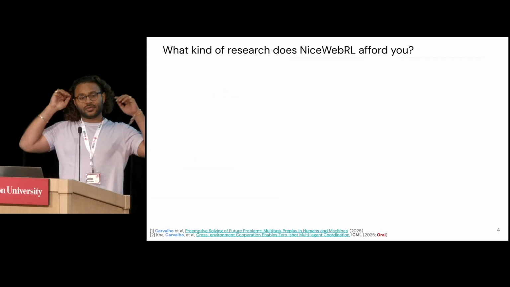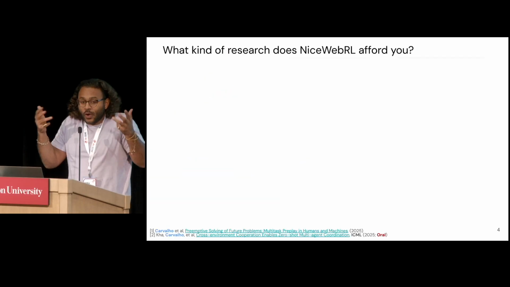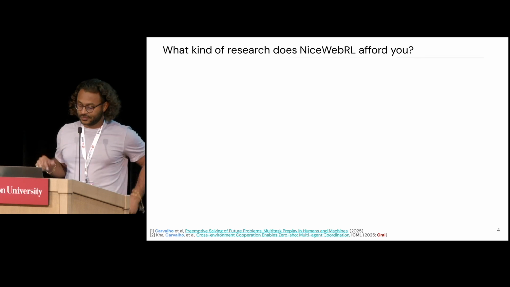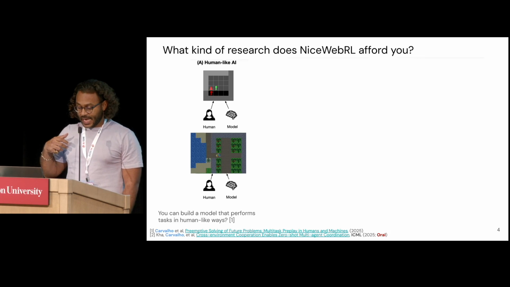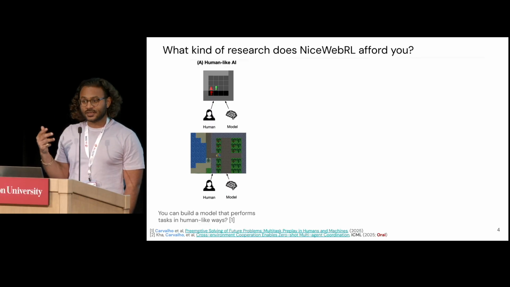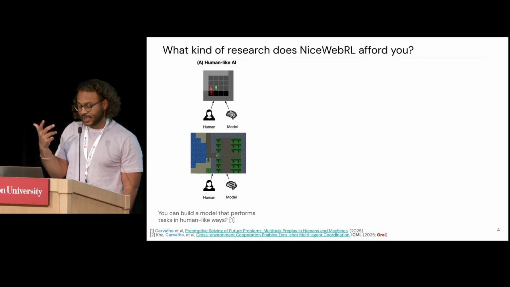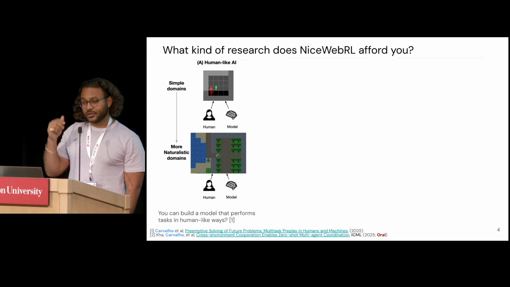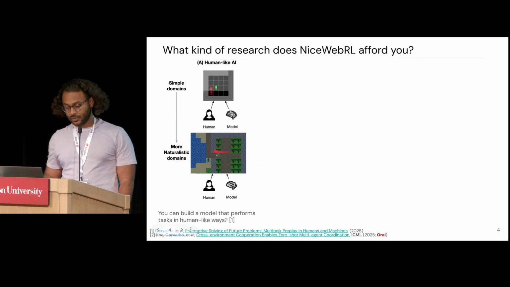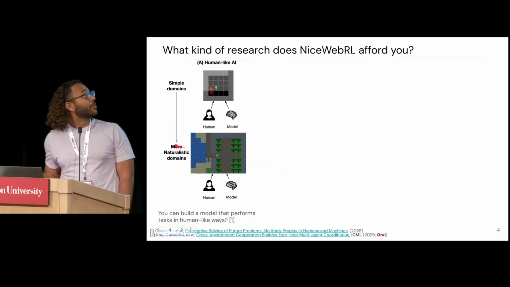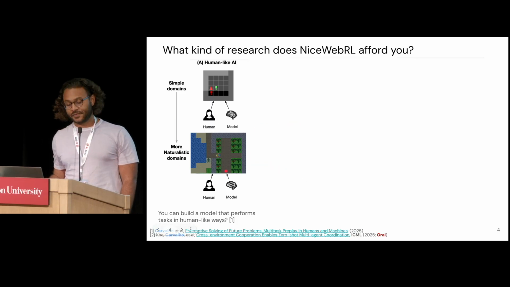Okay, so I present this tool to you. What kind of research does it afford you? So the first is, it lets you ask, this AI model that I've built, is it human-like? Does it behave in human-like ways? And you can compare both humans and the AI. You can do this in both simple domains and also, where is this pointer? Oh, there we go. Oh, I see. But also more naturalistic domains like this 2D Minecraft.